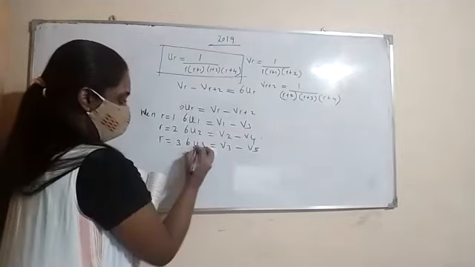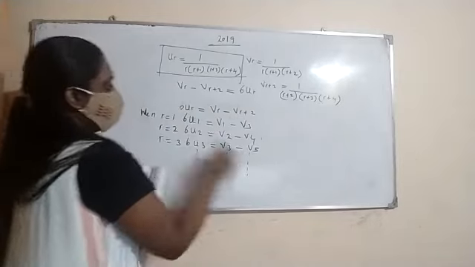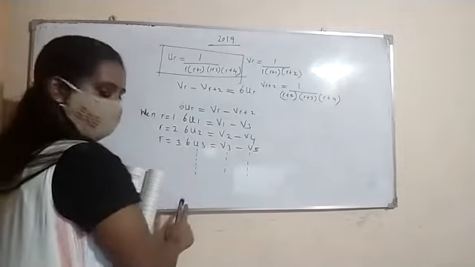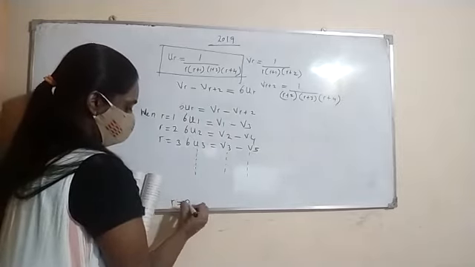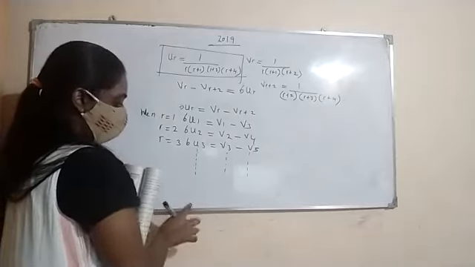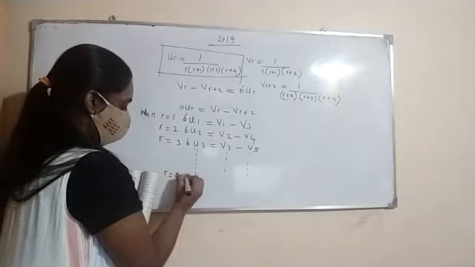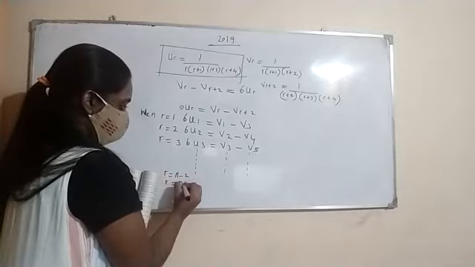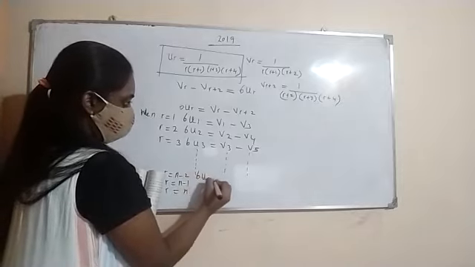You can stop writing this and put dotted lines like this. If you are writing 3 terms here, better write 3 terms from the bottom. So R is equal to N, R is equal to N minus 1, R is equal to N minus 2. Then R is equal to N minus 2, R is equal to N minus 1, and R is equal to N.